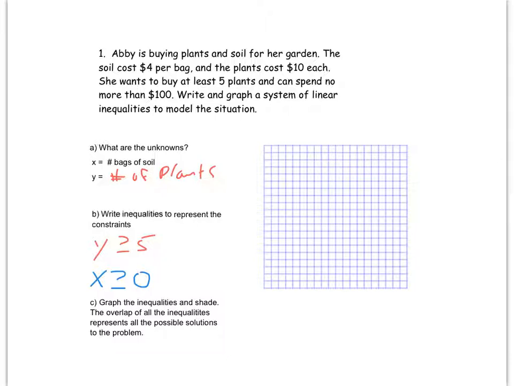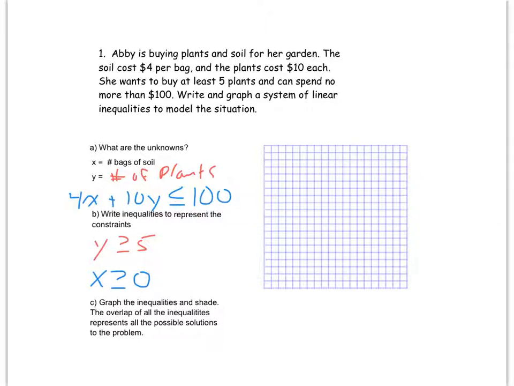So, I'm going to write my other inequality up here. I know that 4 times the number of bags of soil I buy plus 10 times the number of plants I buy has got to be less than or equal to 100. Because the amount of money I spend on bags of soil, dirt, and the amount of money I spend on plants, foliage, dirt plus foliage, the money has got to be less than $100.